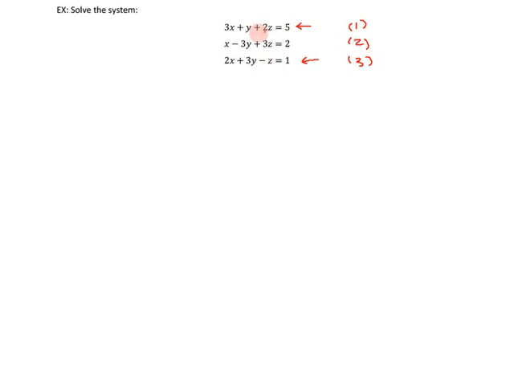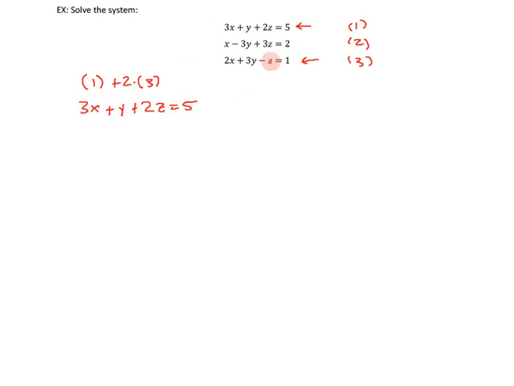Right? And leave this one alone. So take equation 1 plus 2 times equation 3, multiplying this by a 2. Add them together, and the z's will cancel out. So just rewrite that. Equation 1 is 3x plus y plus 2z is equal to 5.